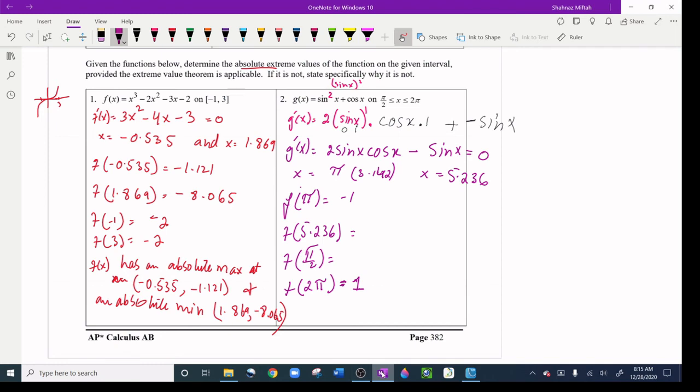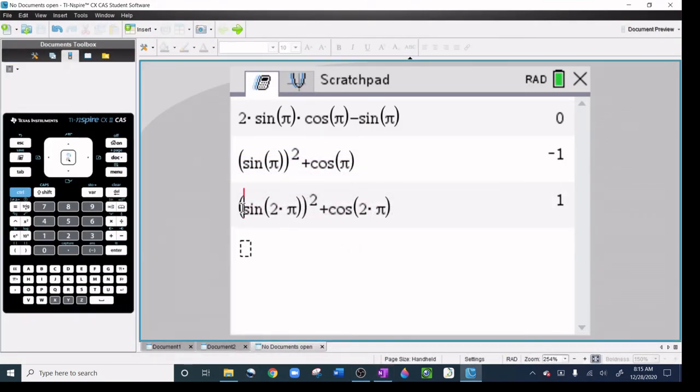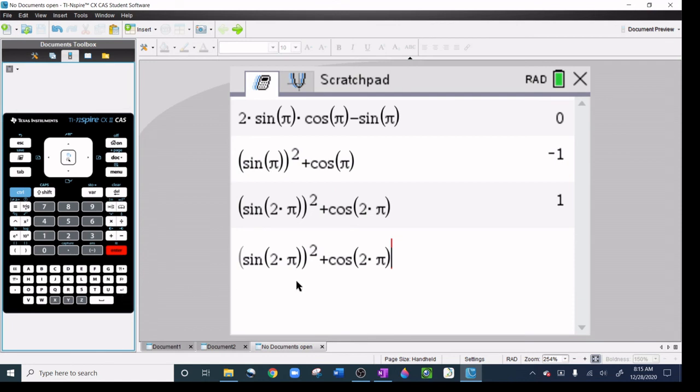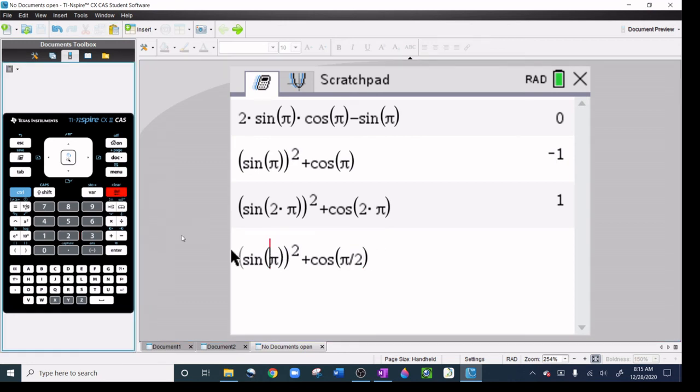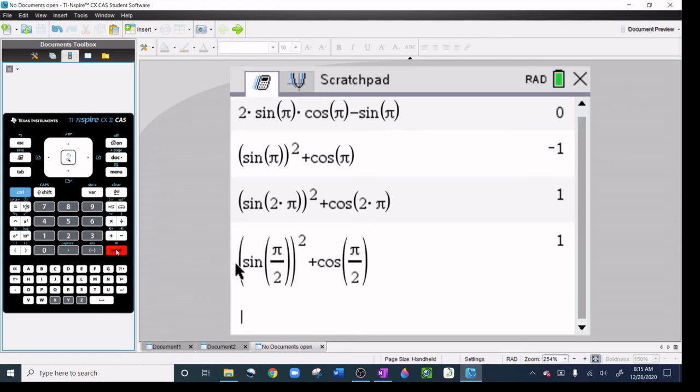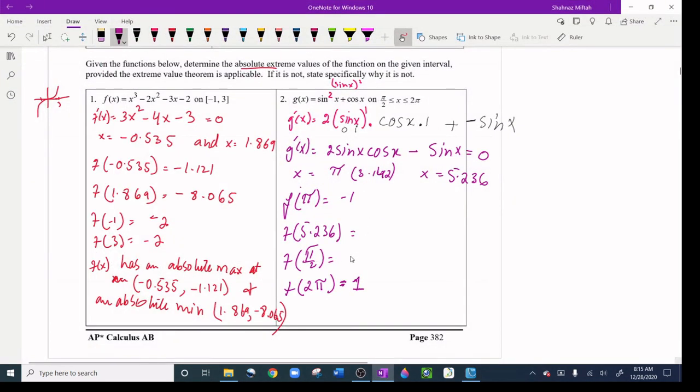Pi over 2. Let's do pi over 2. So I'm going to highlight this one more time and hit enter. So I change this to pi over 2. You delete this, it's going to be pi divided by 2. Then hit enter. It's going to give me +1 again. So I got 1 again there.